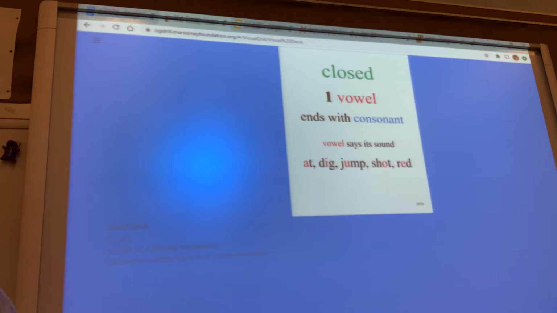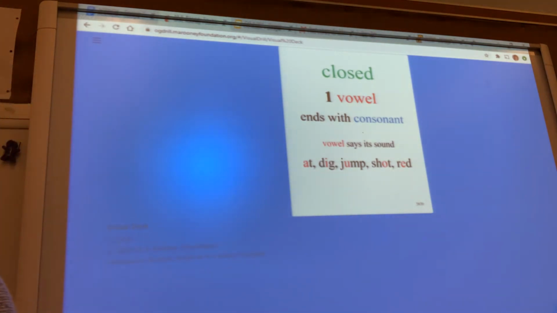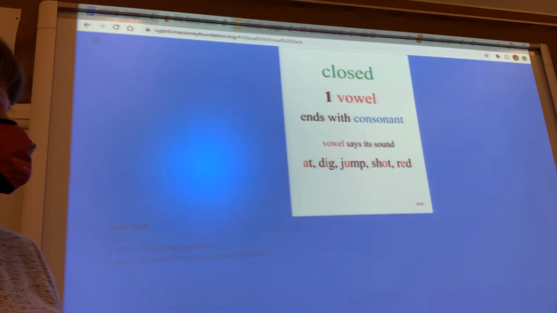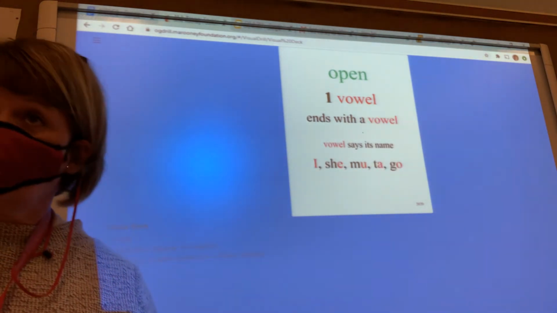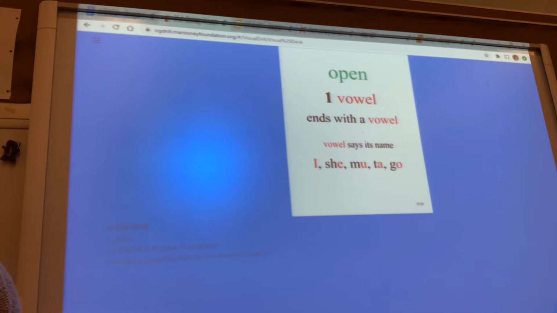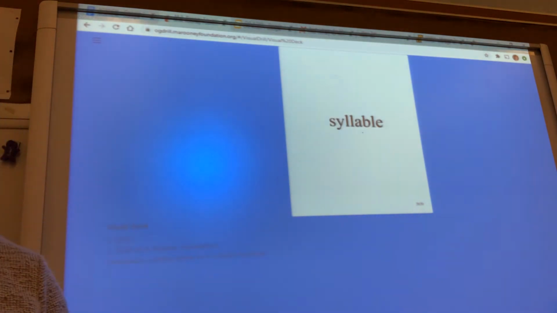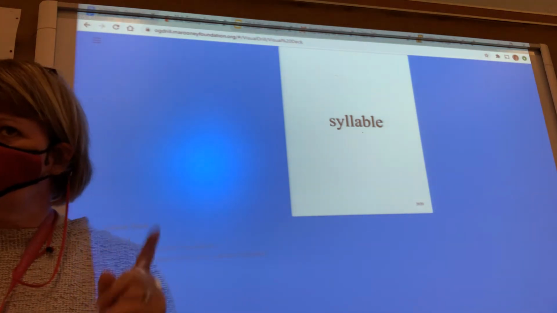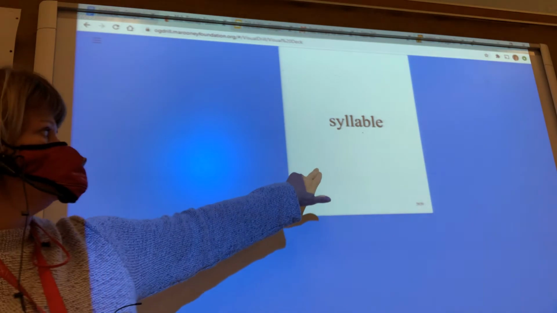A closed syllable, once again, ends in a consonant, and the vowel says its sound, and those are usually short sounds, right? Like a, i. Our open syllable ends in a vowel, and the vowel says its name: A, E, I, O, U. A syllable is a word or part of a word with one vowel sound.